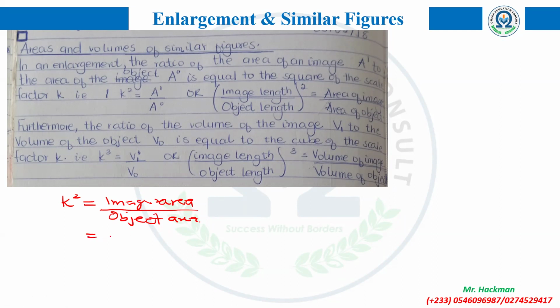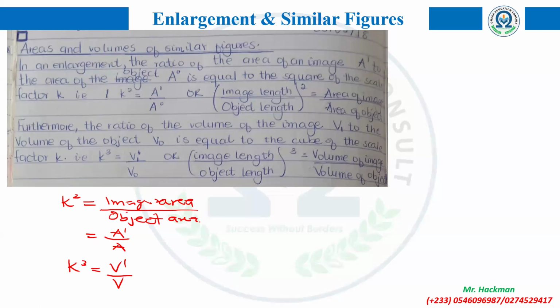If the area of the object is A, its image area will be A prime, as simple as that. You can ignore the O, and that will be your object area and the image area. And the volume will be cubed. So once you cube this one, then the ratio becomes no longer the image length over the object length. It's rather the image volume over the object volume. Is my point well made? So K cubed, your scale factor cubed, will always be equal to the volume of the image over the volume of the object. As simple as that.